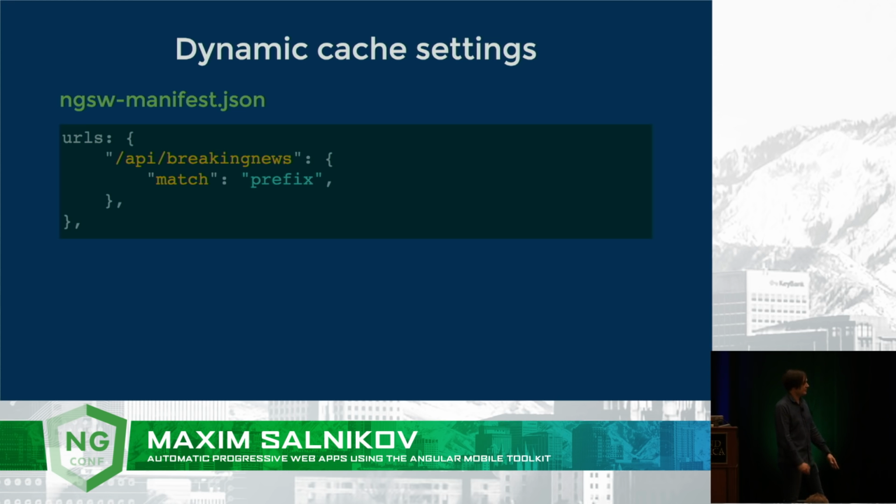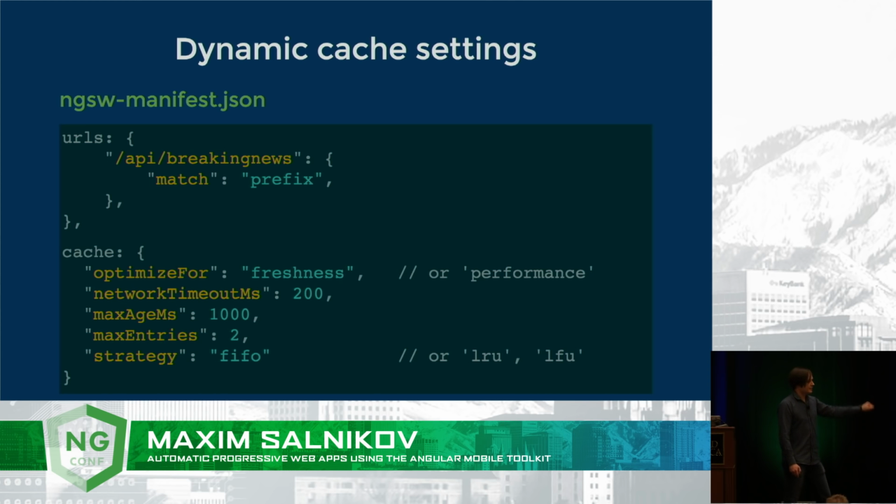URLs. For example, our backend API match could be prefix-like, a regexp, or an exact match, everything possible. And cache. The main switch here is optimize for, and there are two options, freshness and performance. Obviously, for this kind of API, like breaking news, we go for freshness. That means that the service worker on a request to this API will check the network first. And after some network timeout, if this happens, it will check if something is in the cache.